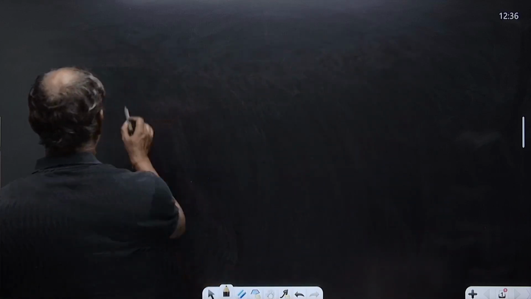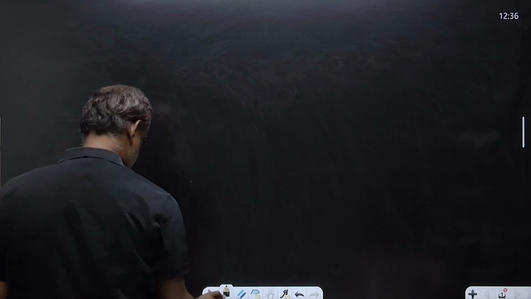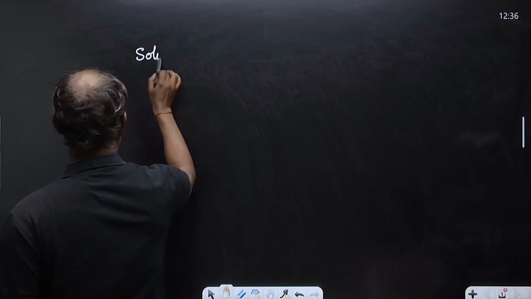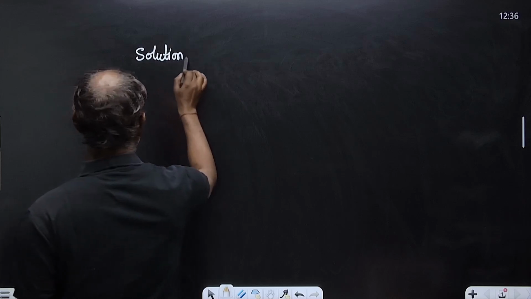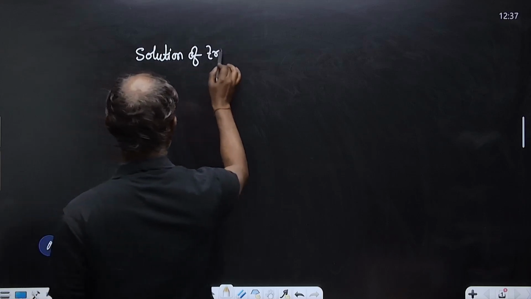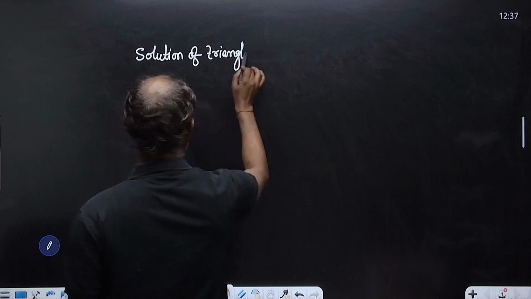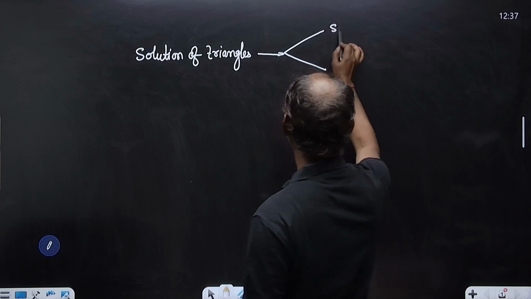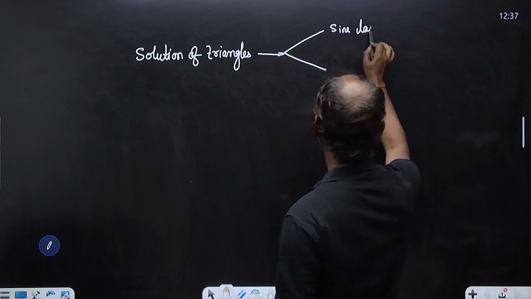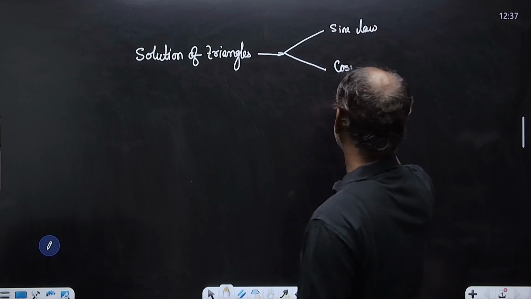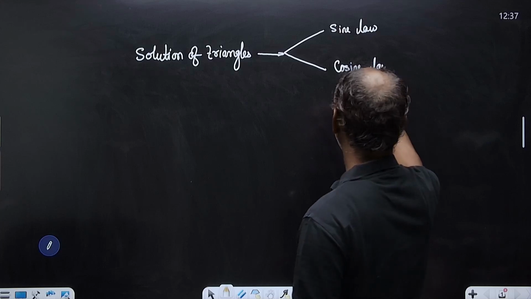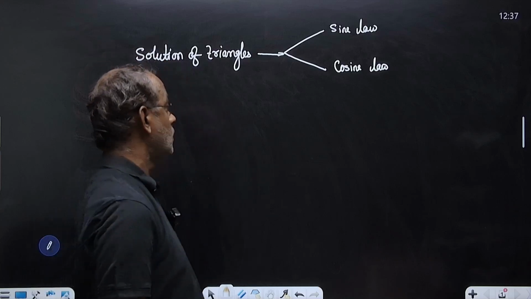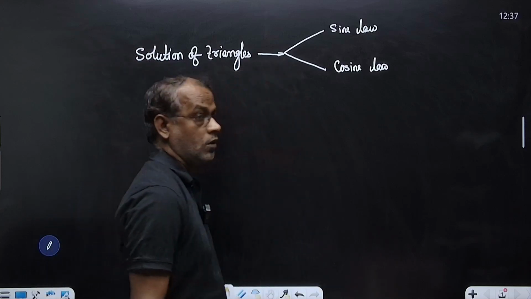So, starting with solution of triangles, in the previous class, solving primarily involved sine law and cosine law. We have gone through them. A bit of projection formula has also been told to you.